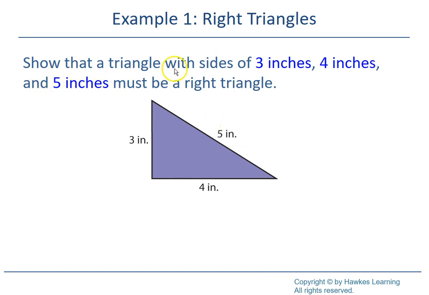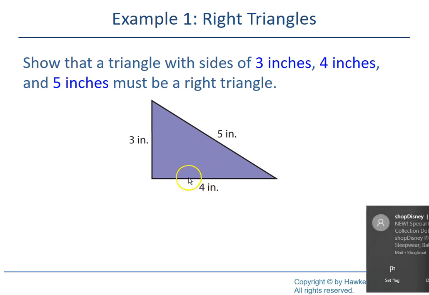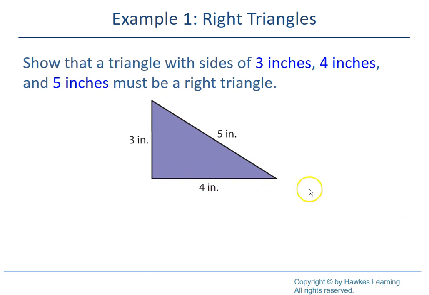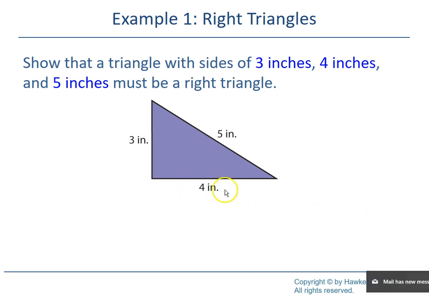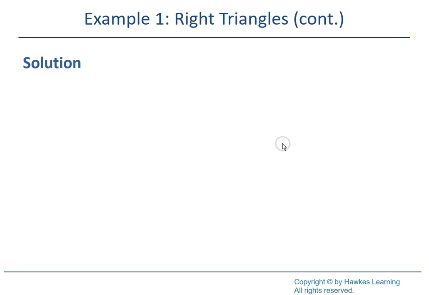And one of the things they ask us is to prove if something is in fact a right triangle. We want to know, is this angle right over here, is this a right angle? Now, in order for this to be a right angle, the square of this side and the square of this side would have to equal the square of that side. So let's do that.